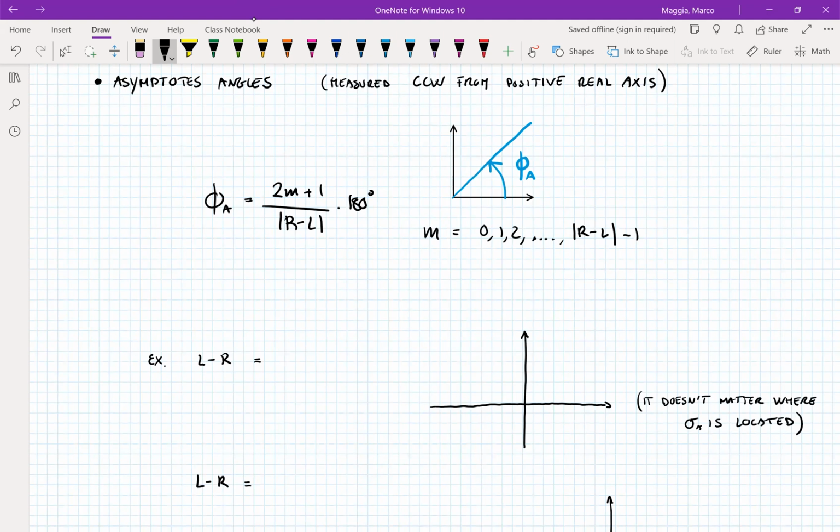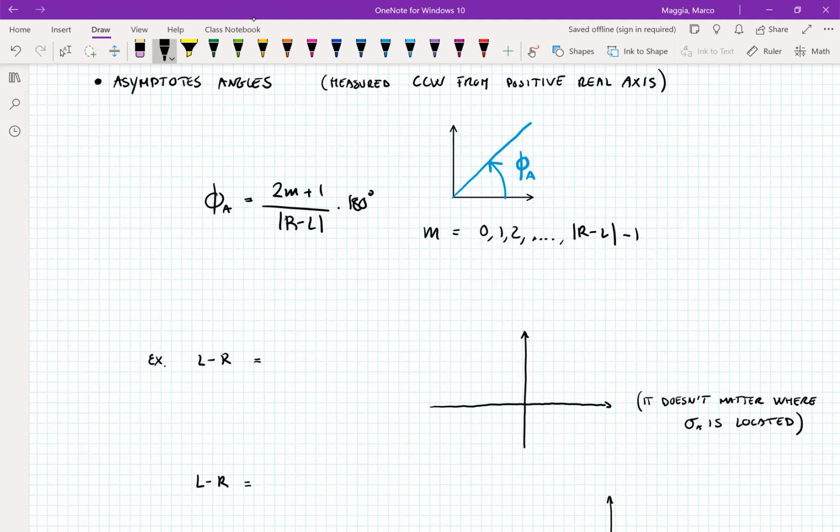It's easier to visualize the asymptotes for specific examples, because usually you have 1, 2, 3, or 4 asymptotes at most. You're not going to find more than that. It's unlikely, especially in this class, that you'll find more than 4. So why don't we study these 4 cases as an example?